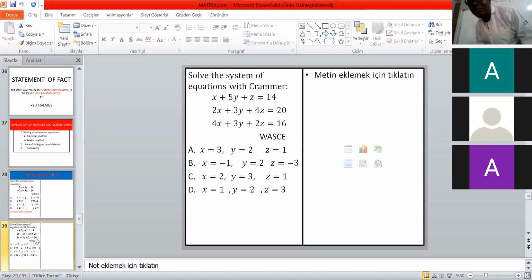Please find x, y, z using Cramer's rule. This is a 3 by 3. Guys, it's a standard question. Yes, I'm waiting for your responses.